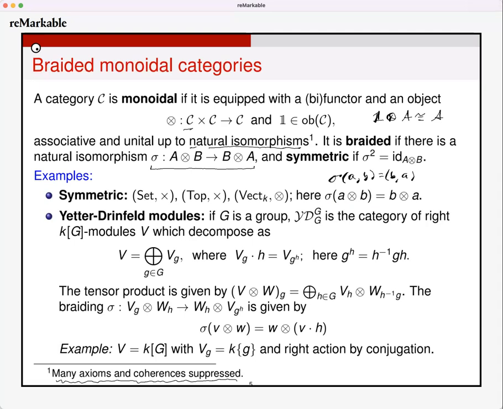A very good example of a non-trivially braided monoidal category is the category of Yetter-Drinfeld modules. So if G is a group, YD of G is the category of right G-modules V, which furthermore can be written as a direct sum of subspaces V sub g, indexed over the group, with the property that the right action by an element h in my group on V sub g puts it into V sub h inverse g h, right-conjugated by h.